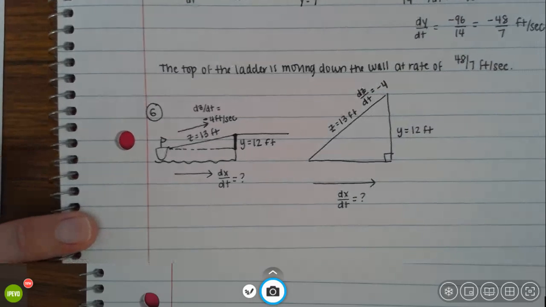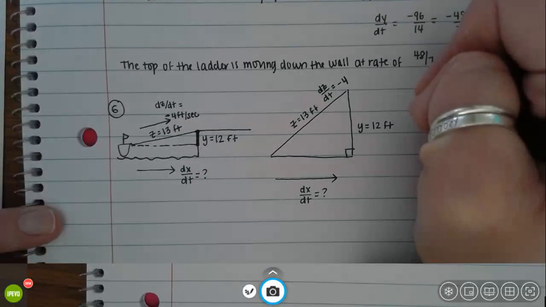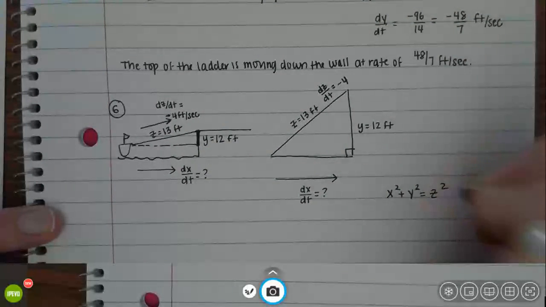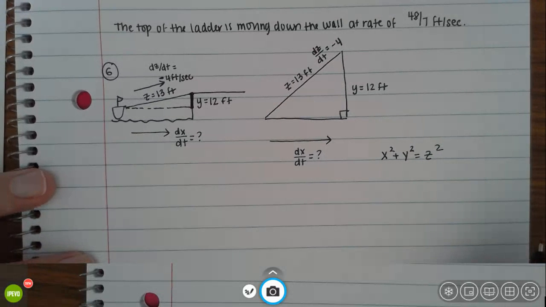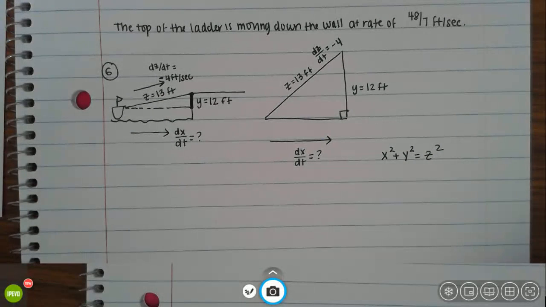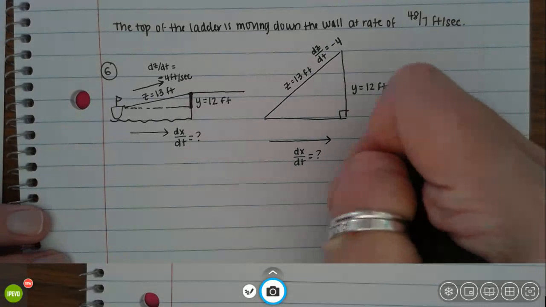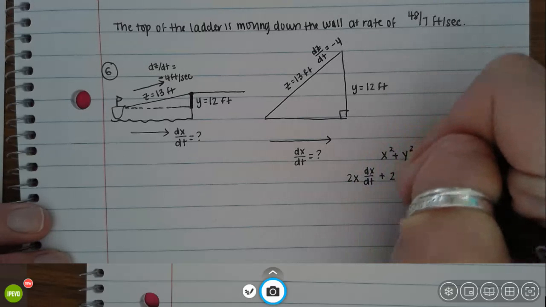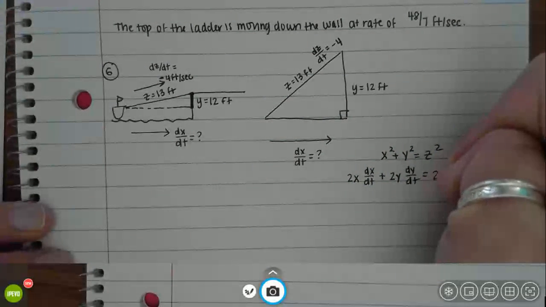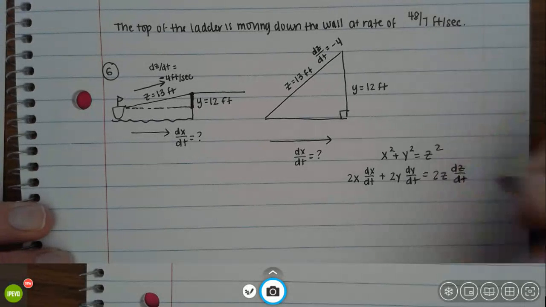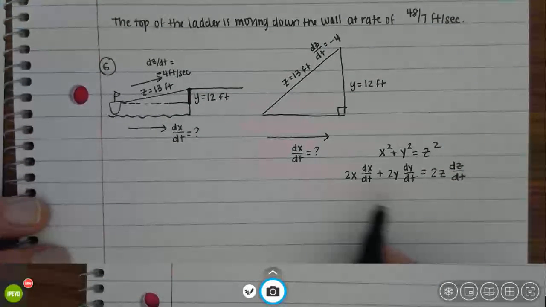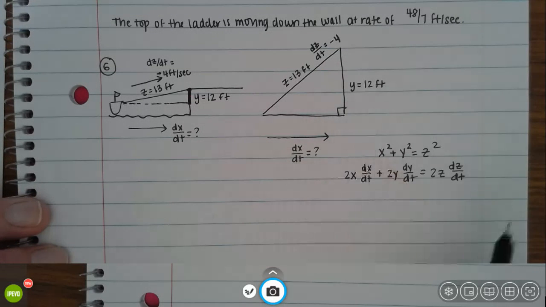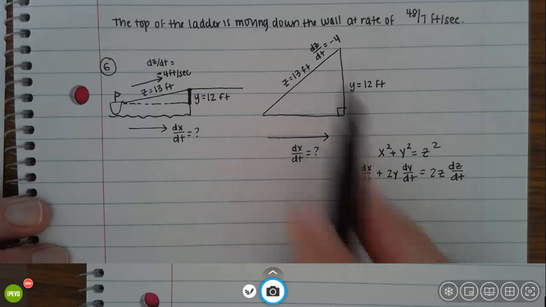So if we're thinking about the same equation that we used above, we should be thinking about x squared, y squared, and z squared. So when you take the derivative, you should have information about x, dx dt, y, dy dt, and z and dz dt. So 2x dx dt plus 2y dy dt is going to be equal to 2z dz dt. And we have a bunch of this information already. We know that we're looking for dx dt. We know that we have this y value. We know that we've got the z and the dz dt.